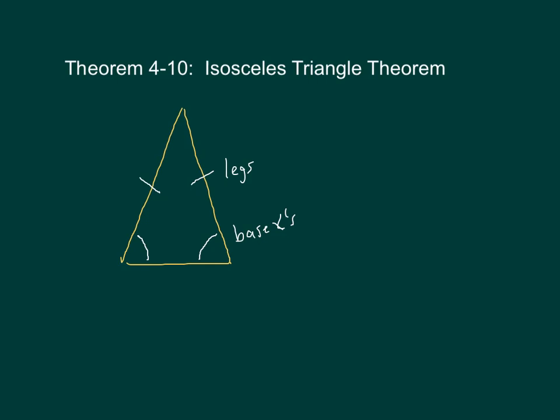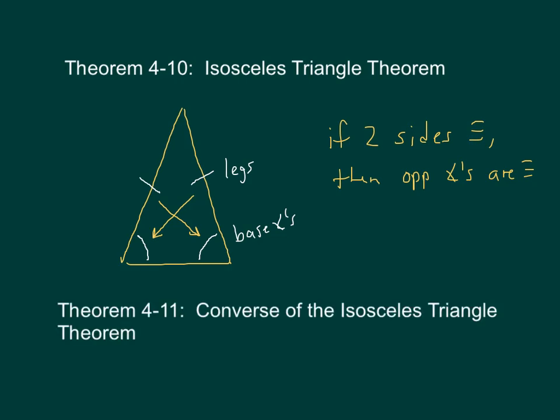So theorem 4.10 says if we have congruent sides, then the angles opposite those sides, there's one, this angle is opposite the left side, or the left leg, then the two base angles are congruent. So it's kind of written this way. If two sides are congruent, then the opposite angles are congruent. So that's theorem 4.10.